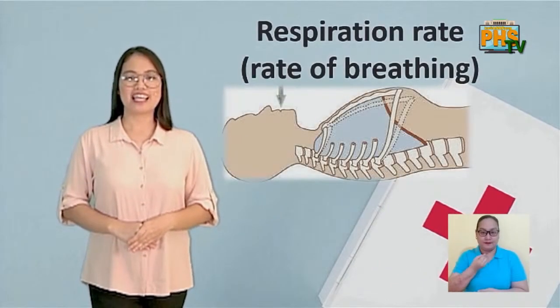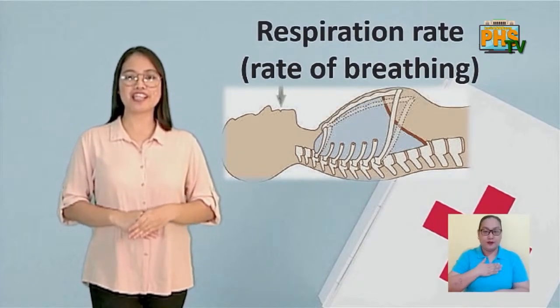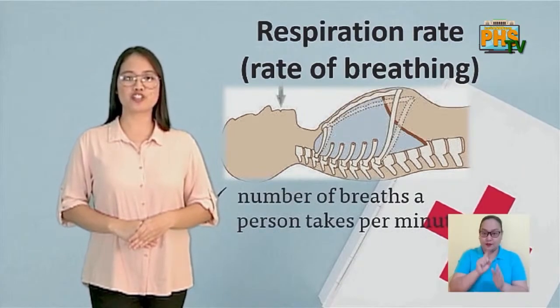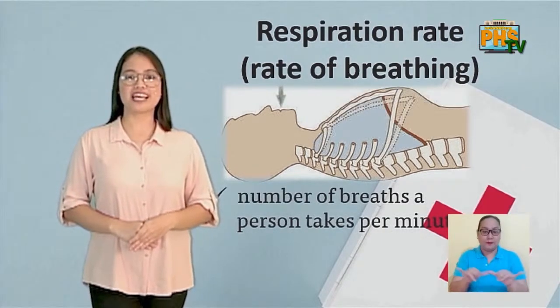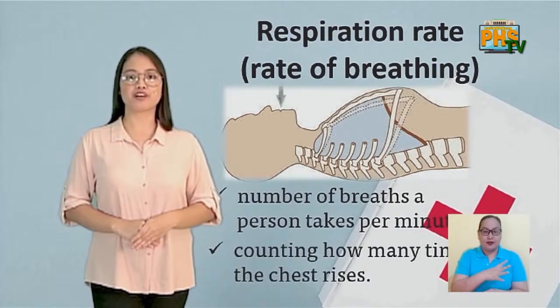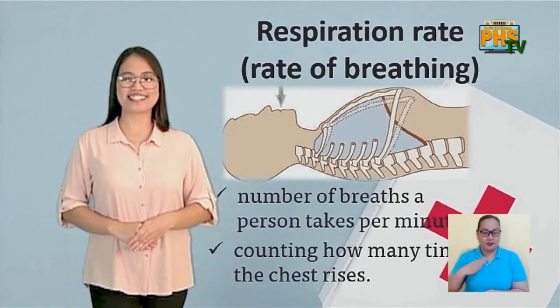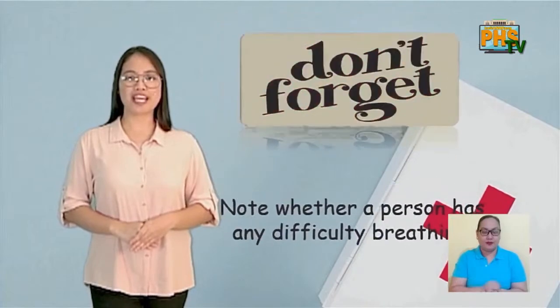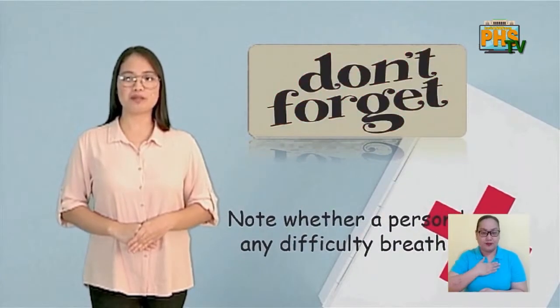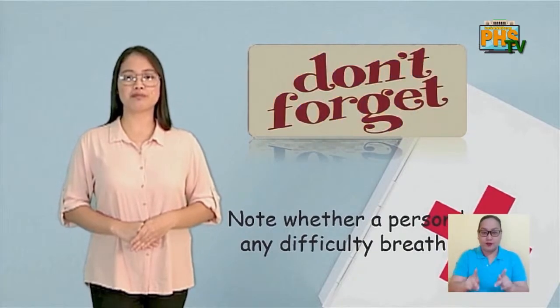Respiration rate, or the rate of breathing. The respiration rate is the number of breaths a person takes per minute. The rate is usually measured when a person is at rest and simply involves counting the number of breaths for 1 minute by counting how many times the chest rises. Remember, when checking respiration, it is important to also note whether a person has any difficulty breathing.